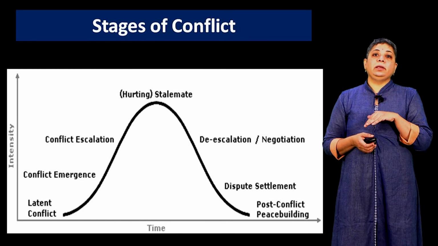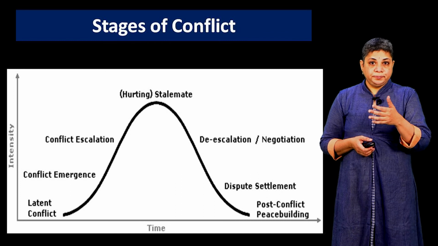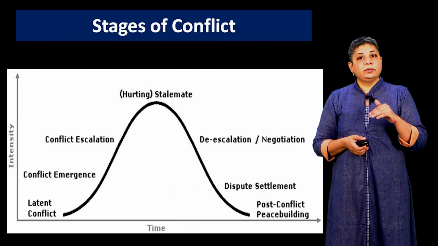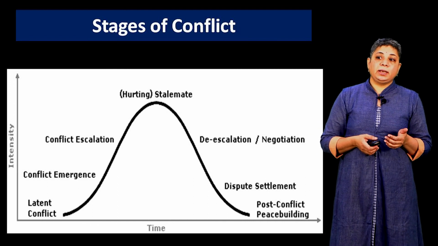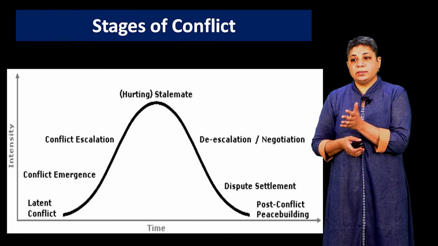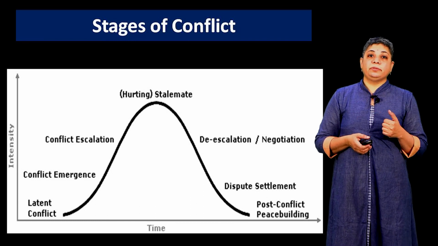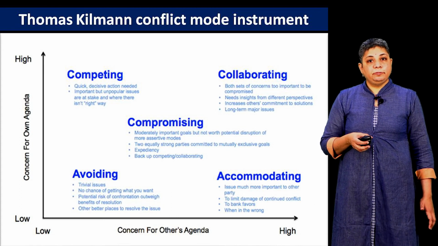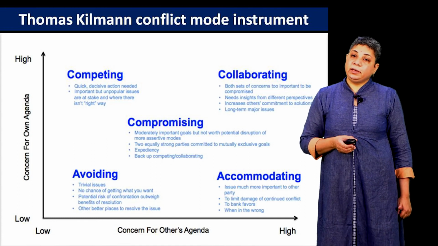Then subsequently, the stalemate will stay there for however much time you give it or you take to resolve it, and then it will gradually de-escalate with all the negotiations and all the resolution management strategies that you adopt, and finally it should settle down, and there'll come a stage when there is a post-conflict, peace-building kind of stage. So these are the stages of conflict. And again, a lot of theories have been made on this, and one interesting one is the Thomas Kilmann conflict mode instrument.